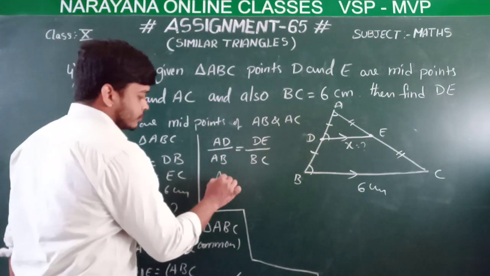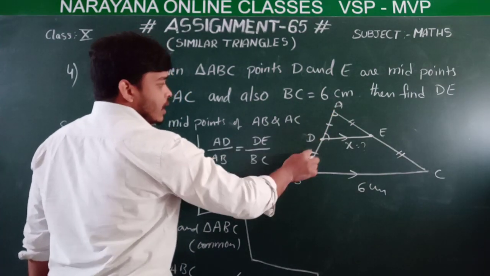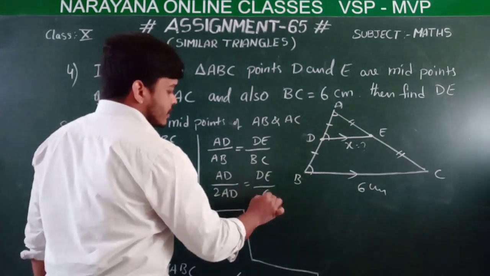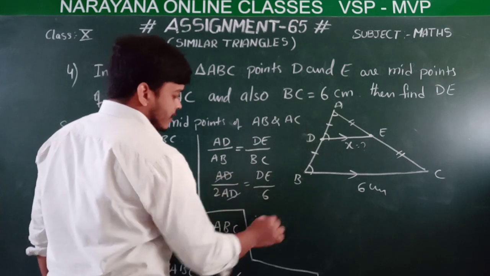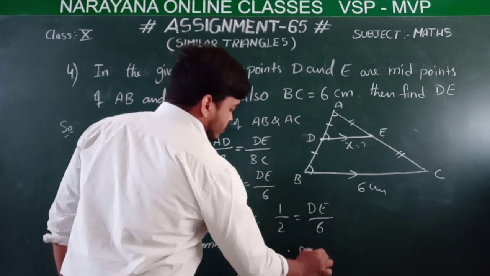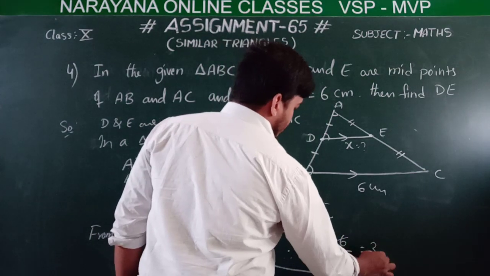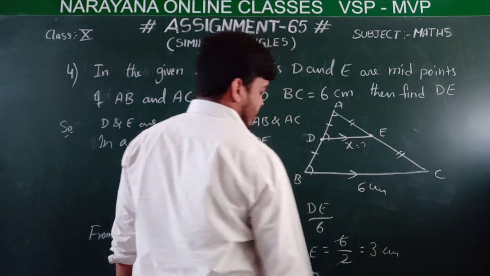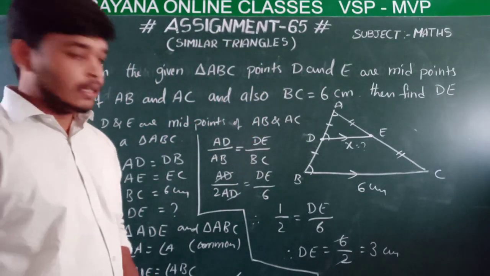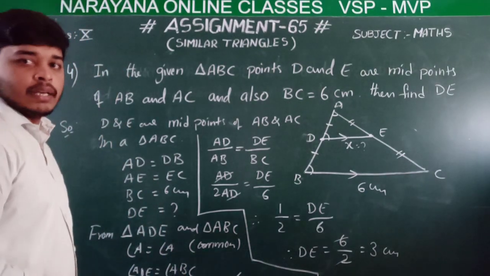So AB we can write as 2 times AD, because these two are equal. So AD by 2AD is equal to DE by BC, which is 6. Therefore AD gets cancelled. 1 by 2 is equal to DE by 6. Therefore DE is equal to 6 by 2. 2 ones are 2, 2 threes are 6. So DE is equal to 3 centimeters, right? Now the next one.